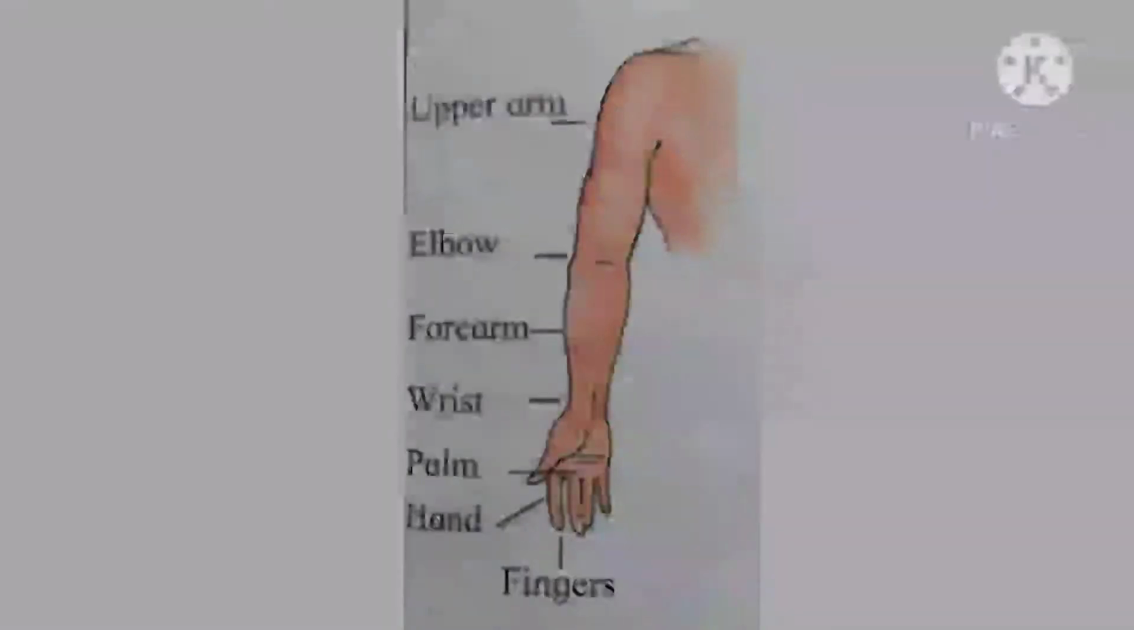Now children, here you can see on the screen the parts of the arm. The arm has three parts children. Upper arm, forearm and hand. The fingers are part of the hand. The upper arm and forearm are joined at the elbow. The forearm and hand are joined at the wrist. So, what are the different parts of the arm? Upper arm, elbow, forearm, wrist, palm, hand and fingers.